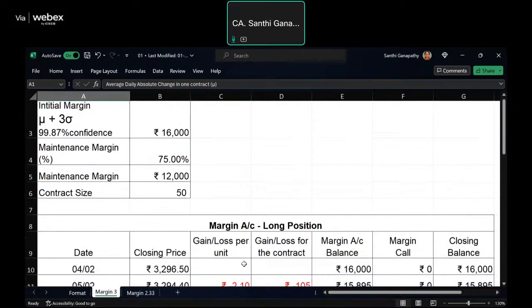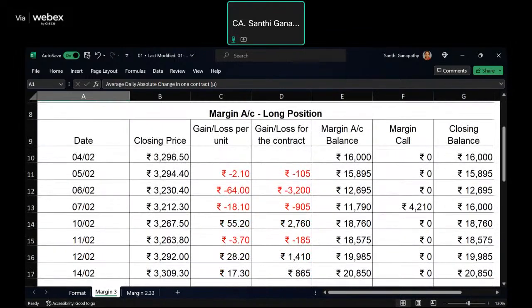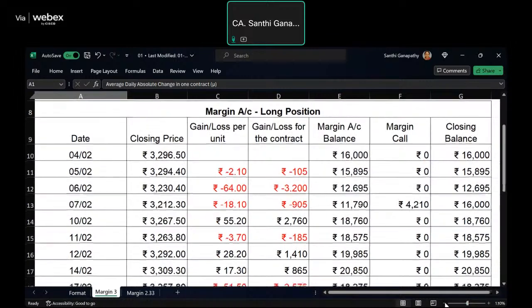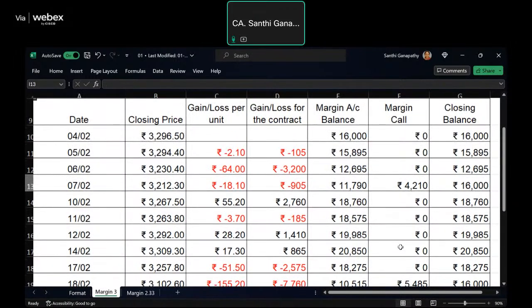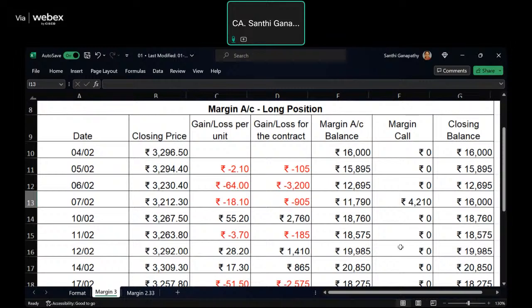So now, what should we do? There are certain jargons which will be used: long and short. If you buy, it means you have gone long. If you sell, it means you have gone short. These are terminologies used in the derivative market, especially in futures and options. Here, the problem tells us Abhishek bought one index futures. That is why I said long position.